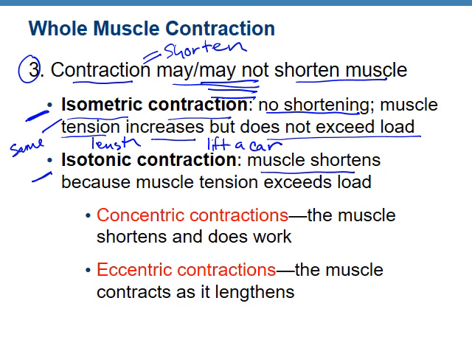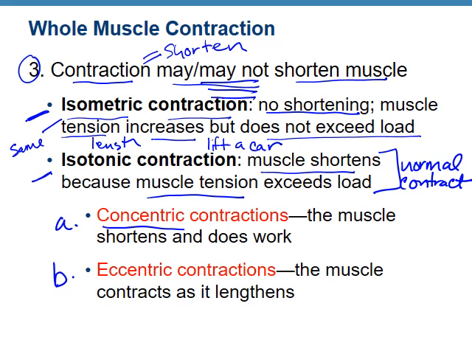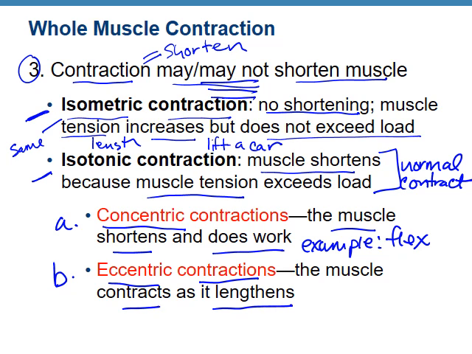Isotonic contraction, the muscle shortens because the muscle tension exceeds the load. This is what we would think of with normal contraction. There are two subtypes. We can look at concentric contraction. The muscle shortens and it does work. The best example of this would be flexing, right, or flexation. Eccentric contraction, the muscle contracts as it lengthens. A good example for this would be extension.